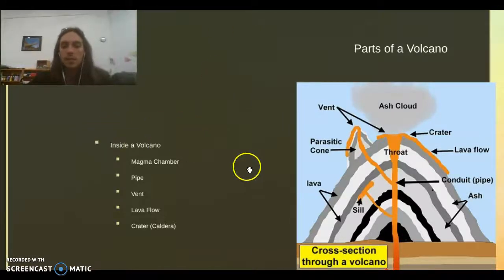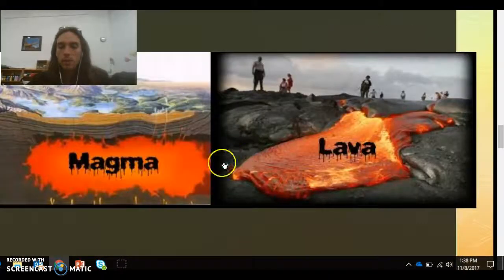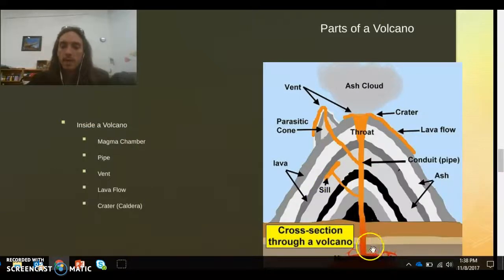So on the inside of the volcano, we've got a magma chamber. That's on the bottom here. I'll go back. This is a magma chamber right here underneath the Earth's surface. That magma chamber is going to eventually get filled up with magma, and plate tectonics is going to push and create energy to make it go upwards. And that magma is going to go up through the middle of a volcano through the pipe. It says conduit here, but just remember pipe.